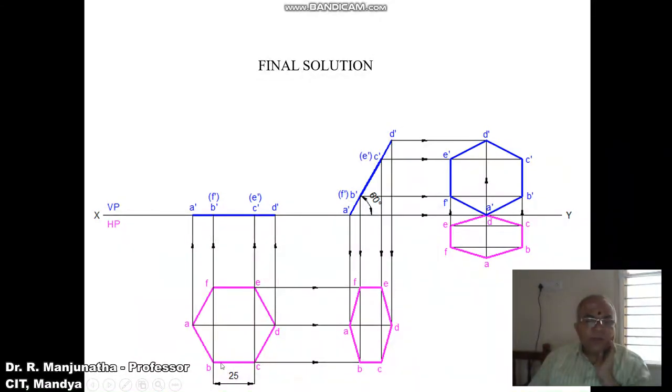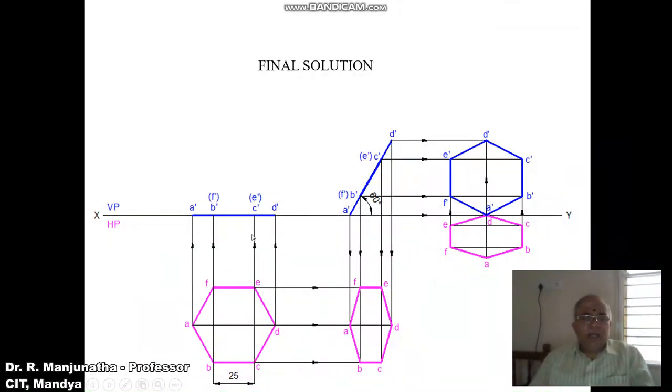And then as you look from the front view, A, B, C, D is near to the observer, so A dash, B dash, C dash, D dash is visible. E and F is away from the observer, so E dash and F dash is in bracket. Now join A dash to D dash with a dark line.